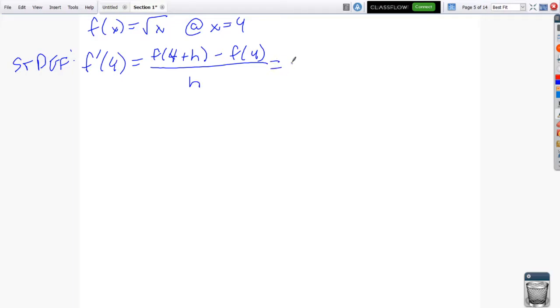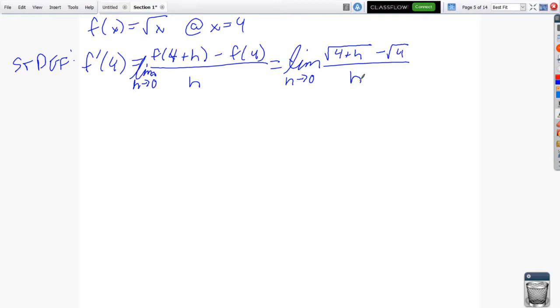So here, we're going to have f of 4 plus h. So the limit, oh man, I'm hating myself right here. I forgot the limit notation here. That makes this not make sense. Limit as h approaches 0 of the square root of 4 plus h minus the square root of 4, I think I know what that is, over h.